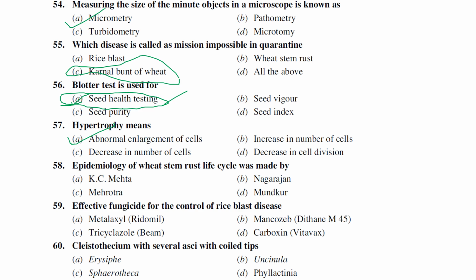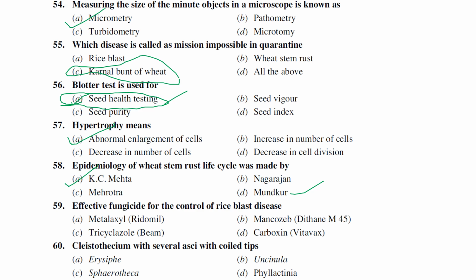Epidemiology of wheat stem rust life cycle was made by K.C. Mehta, Nagarajan, Mehrotra and Munkur. Generally the epidemiology of the life cycle and all those things was first started in India by K.C. Mehta. That's why he is known as father of Indian rusts. Nagarajan made breakthrough contributions on wheat stem Puccinia pathway and all those things. And B.B. Munkur, we know very well, he is the man who started IPS, the Indian Phytopathological Society.